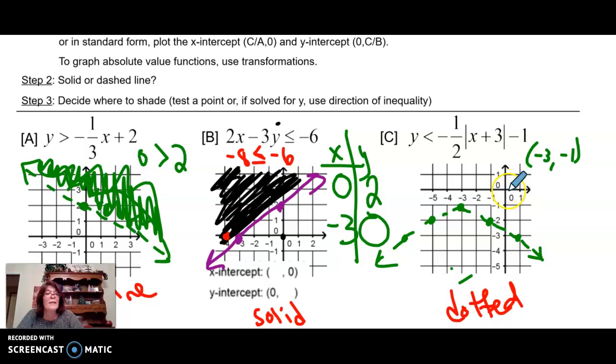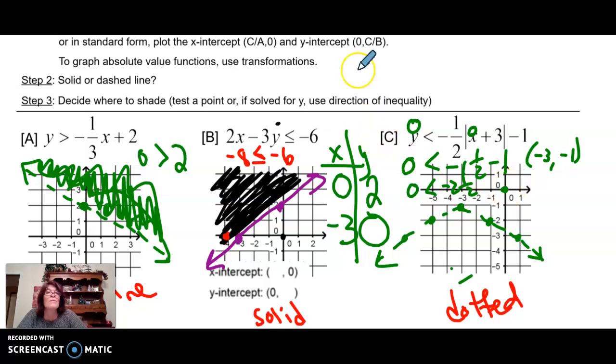So let's pick a point. And again, I love to use 0, 0. I'll put 0 in for Y, 0 in for X. That gives me 0 is less than. 0 plus 3 is 3. Absolute value of 3 is 3. Half of 3 is 1.5. Oh, but it was negative. So -1.5 minus 1 is -2.5. Is 0 less than -2.5?